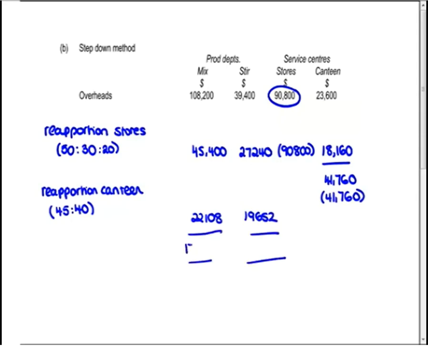So we're going to end up with 175,708 in the mixing department and 86,292 in the stirring department. And as before, we've got nothing in either of the two service departments, because remember, our objective is to get the overheads into the departments through which units actually flow, so the production departments.